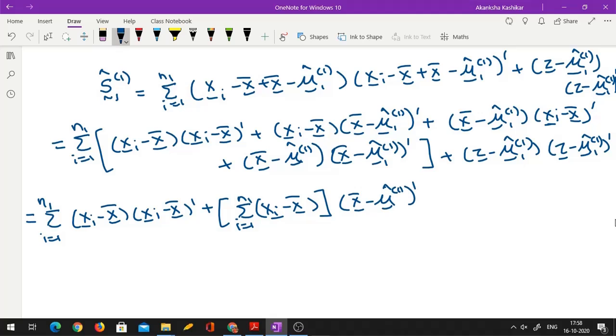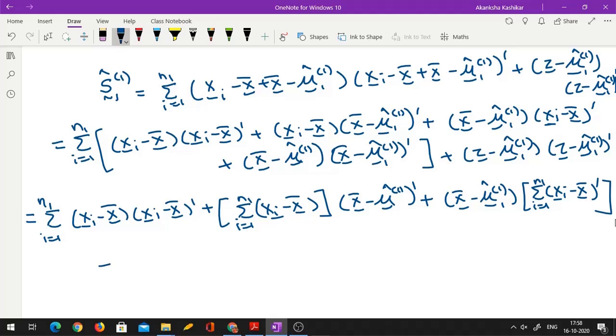The estimates mu2 hat and mu2 hat prime from y don't change at all. So mu2 hat is simply y bar, and summation x_i over x bar prime won't get affected. What we are worried about is mu1 hat.